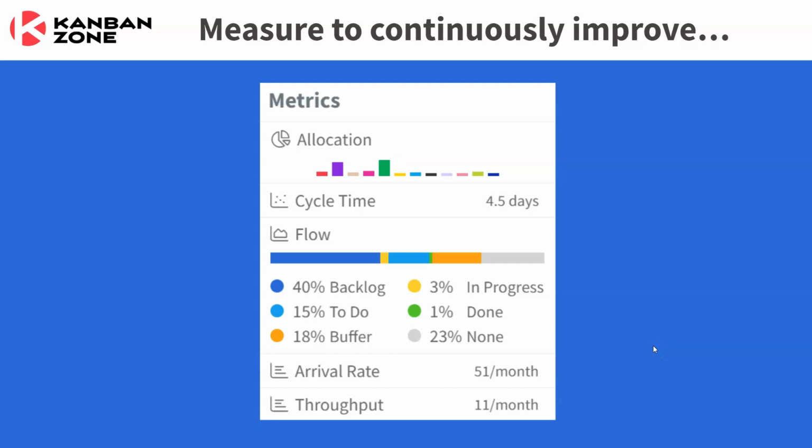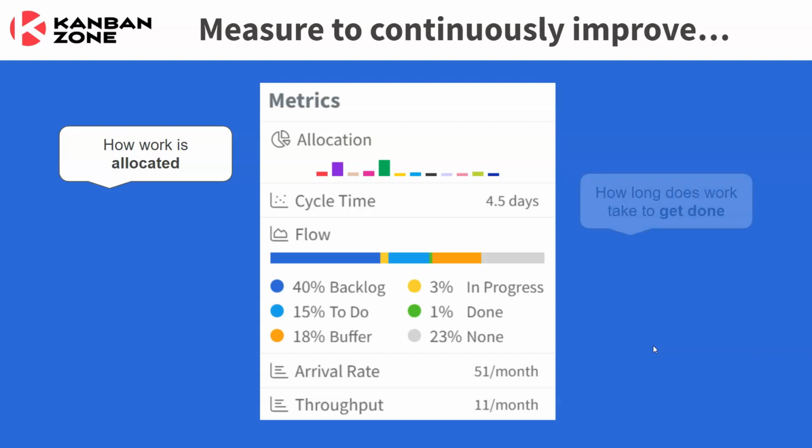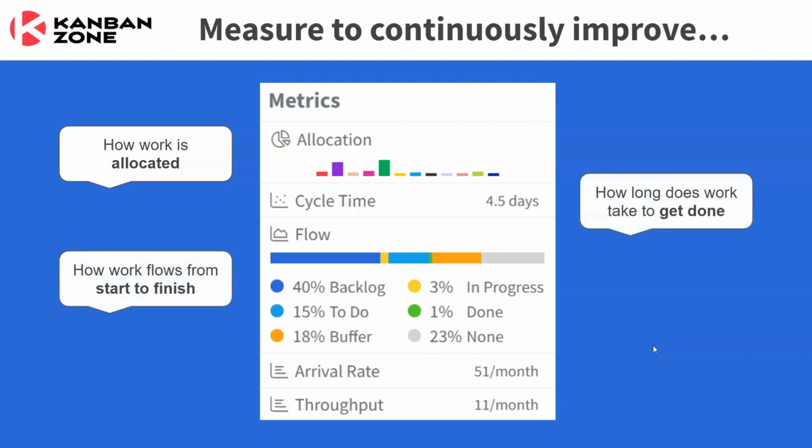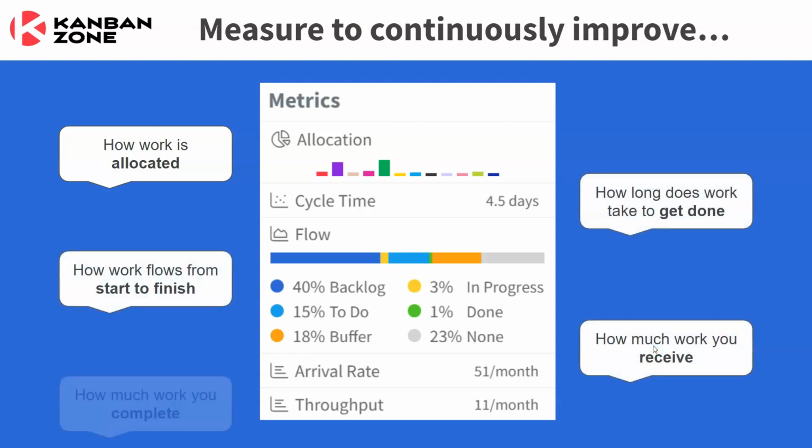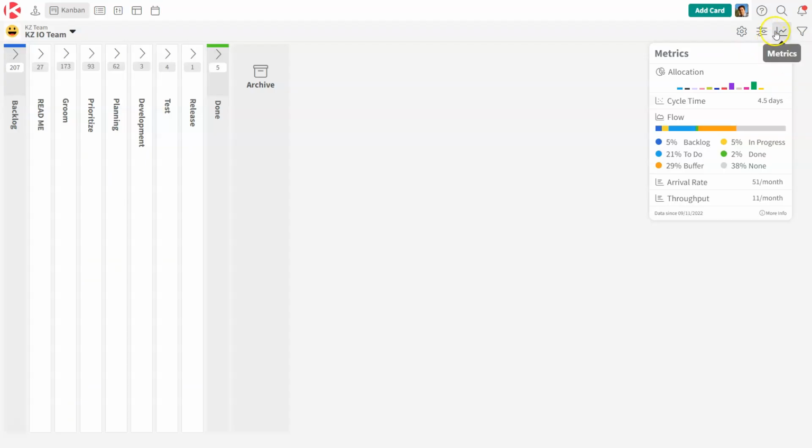And last but not least, our metrics. So once you are in a board in Kanban Zone, you can click our metrics and see this quick menu that shows you all your information quickly, and you can dive deeper into it, and that's what we're about to show you. So here in the top right, you can see the metrics menu, which will show you your data for the last 4 weeks for this specific board.